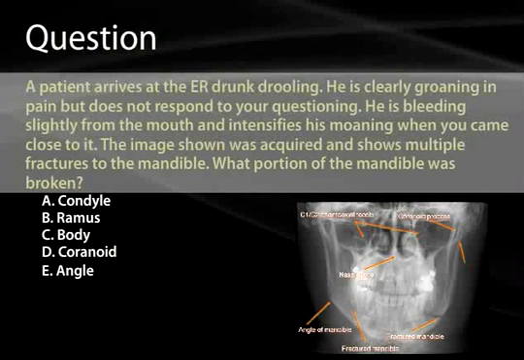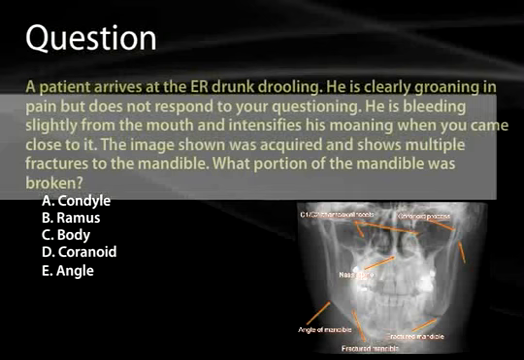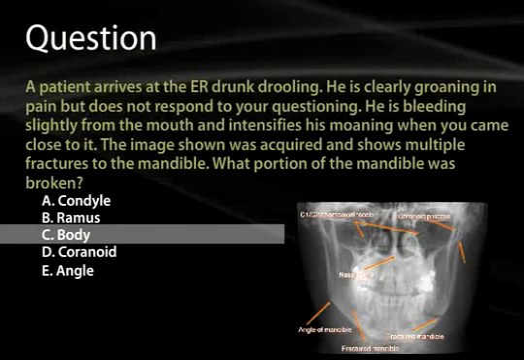Let's do another question. A patient arrives in the ER drunk and drooling. He's clearly groaning in pain but does not respond to your questioning. He's bleeding slightly from the mouth and intensifies his moaning when you come close to it. The image shows what was acquired and shows multiple fractures to the mandible. What portion of the mandible was broken?